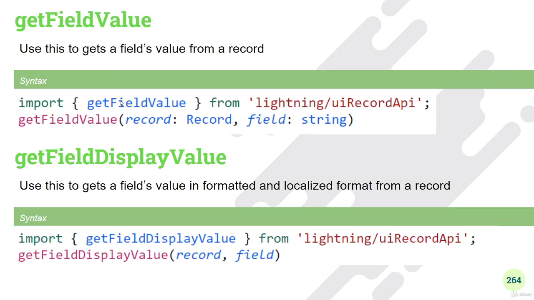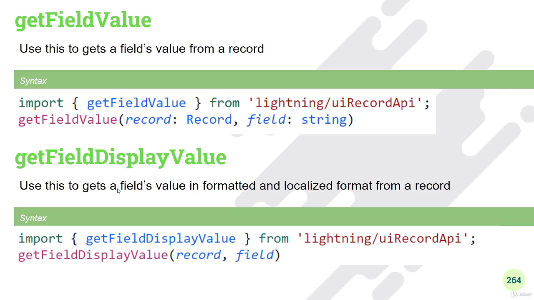The syntax is very simple. You need to import getFieldValue from the record API module, and then you have to call this function, and in this function you have to pass the record data and the field for which you want the value. The second function is getFieldDisplayValue.